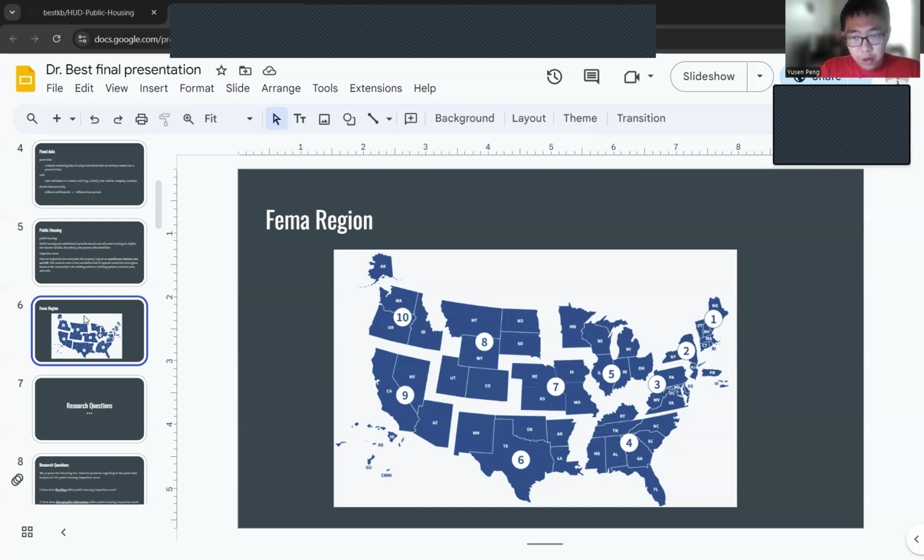As we can see, Ohio is in the Midwest, New York is in number 2, California is number 9, Florida is number 4, Texas is number 6, and so forth. So we're breaking the United States into 10 different regions. This is what we call the FEMA region. That's a really fancy word, but it's basically 10 different regions in the United States.